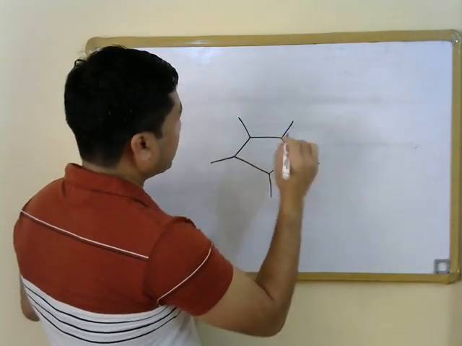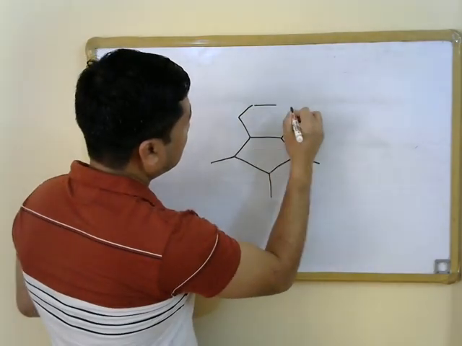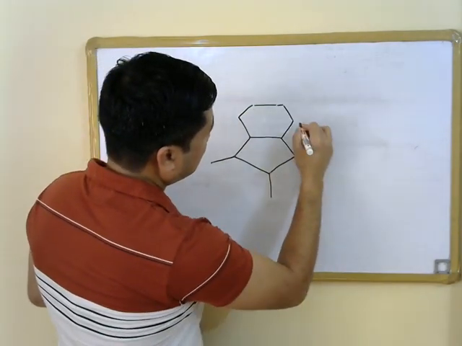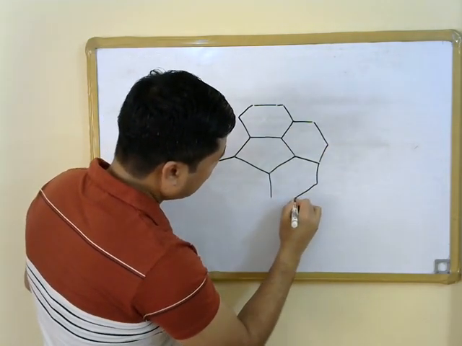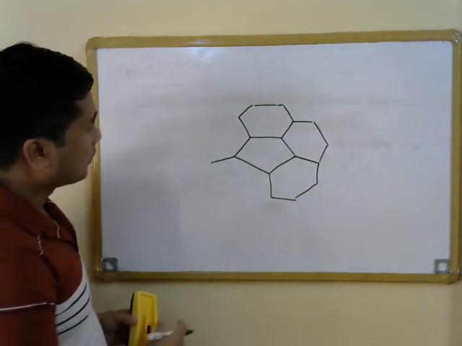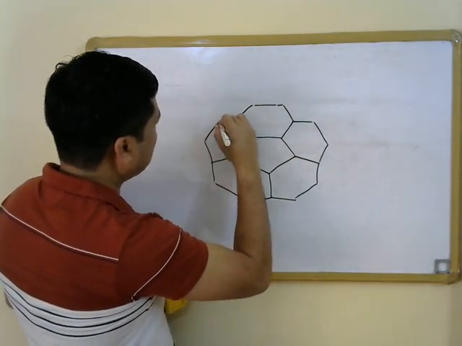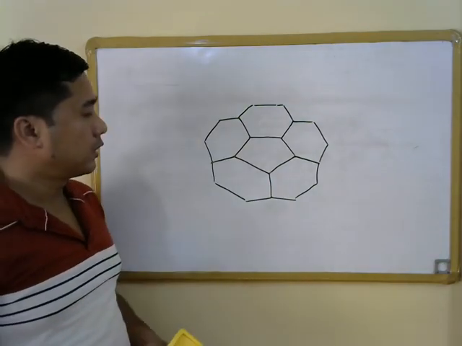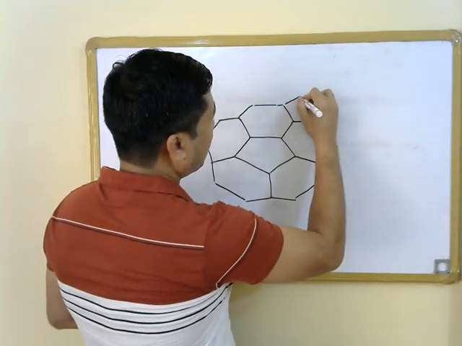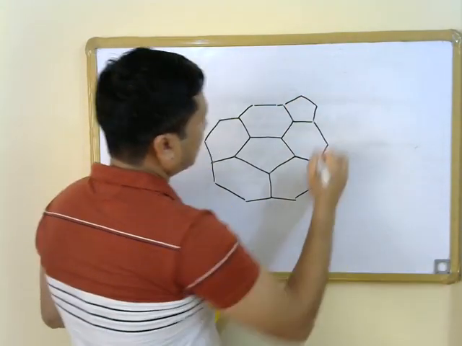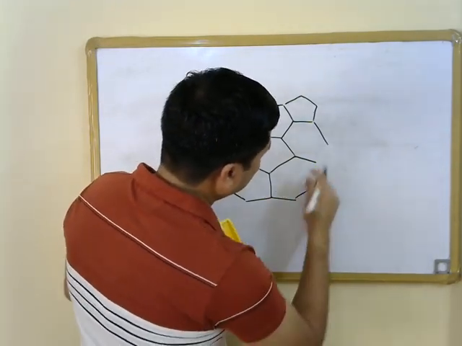Now we will draw hexagons here. This is how we draw hexagons. The central pentagon is surrounded by 5 hexagons in this way. So this is how we have drawn. Now we will draw pentagons once again. So this is the place where we have drawn a pentagon again.